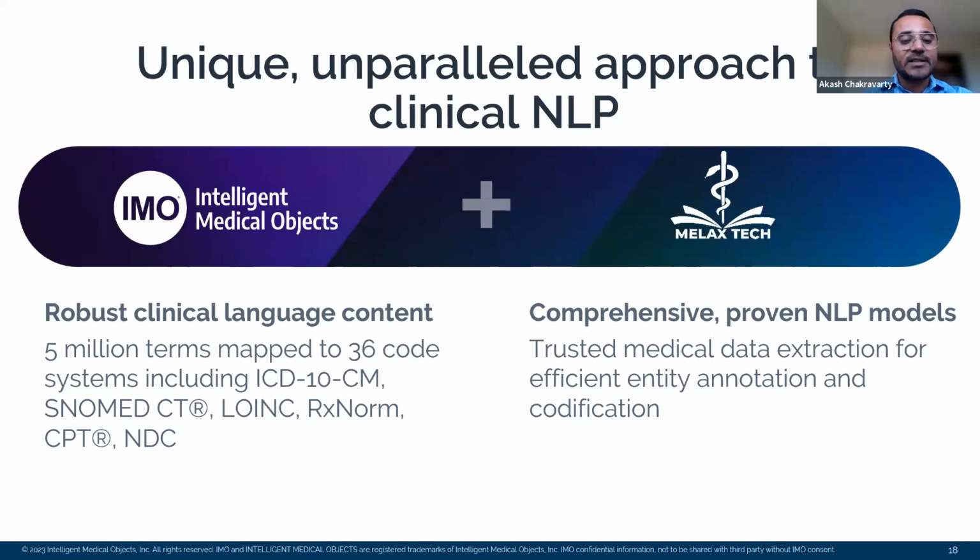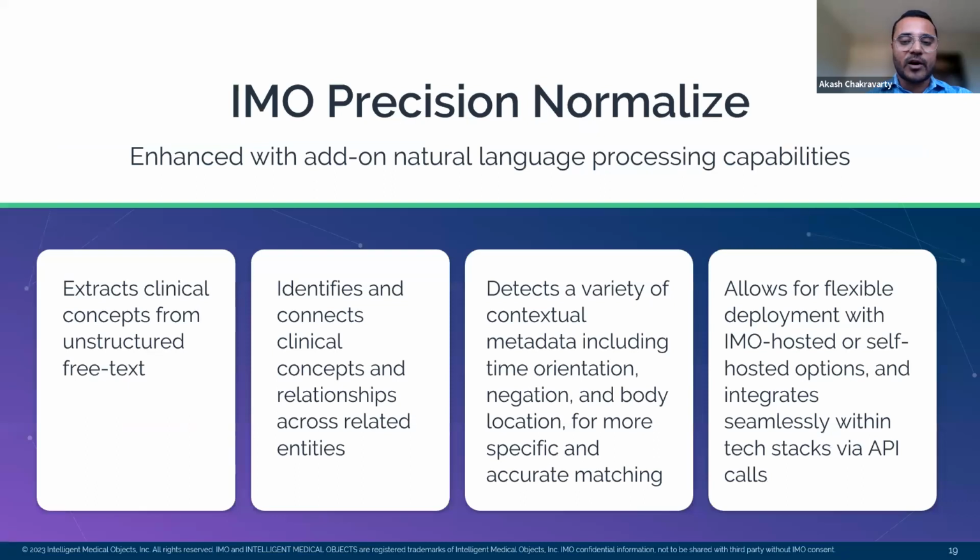We are taking Melax Tech's deep technical expertise in NLP and combining that with IMO's industry-leading clinical terminology. So IMO has the largest thesaurus of words, combination of words, acronyms, misspellings, and comprehensive code mappings. By combining these two capabilities, we are offering an NLP engine with unmatched ability to identify post-coordinated expressions and connect clinical concepts across related entities. On the next slide, I'll go over some of the capabilities of the IMO Precision Normalize with NLP product.